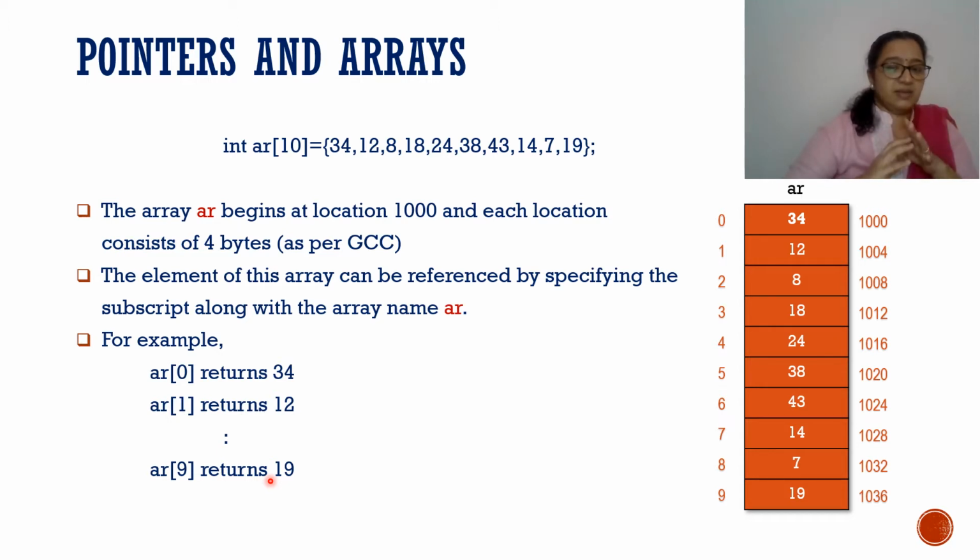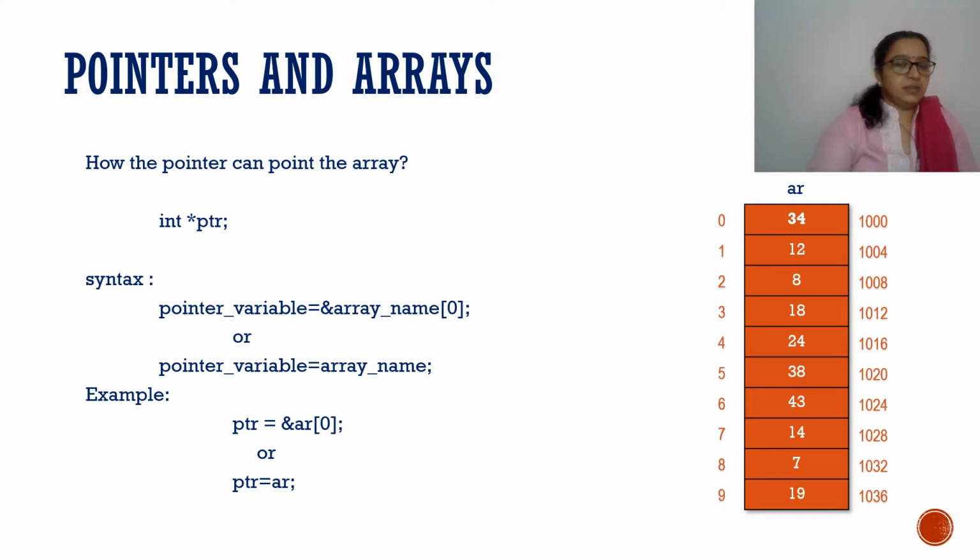So this is an array. Now just see how the pointer can point to this collection of elements. How can the pointer point to the array? The normal declaration is int *ptr, meaning ptr is a pointer variable pointing to an integer. So it is ready to hold an integer address. Here we want to point to the array, a collection of values. So how can we point to it by this ptr?